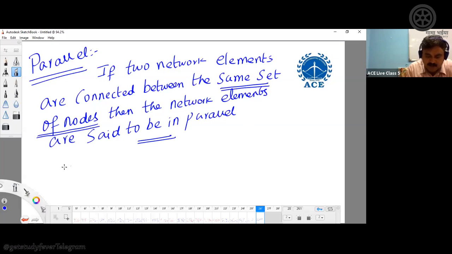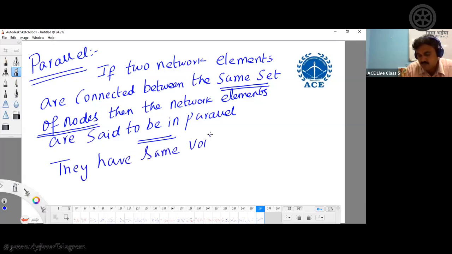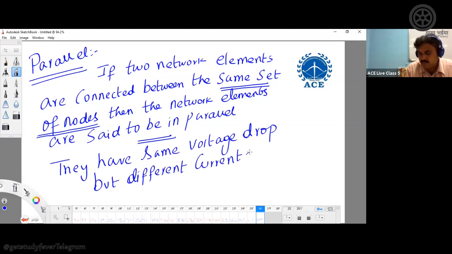Now, when network elements are in parallel, they have the same voltage drop but different currents. They will have the same voltage drop but different values of currents. Elements in series will have the same current but different voltage drops. That is the difference between series elements and parallel elements.